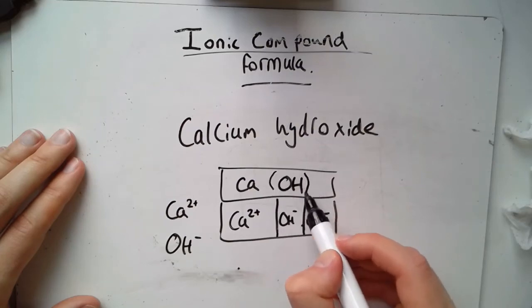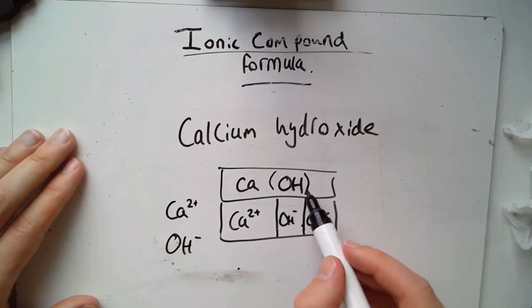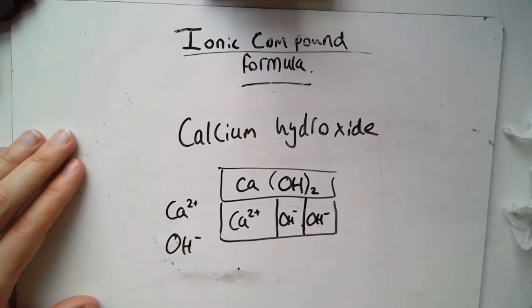Well, what I do is when it's a polyatomic ion, I put a bracket around the polyatomic ion and I say I've got 2 of them in there like that.